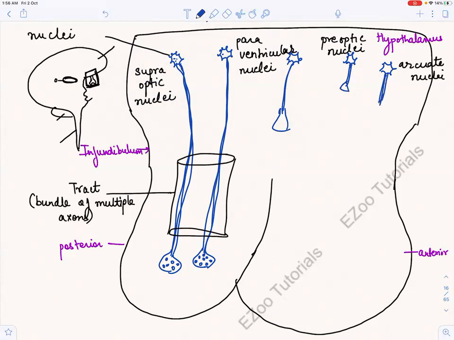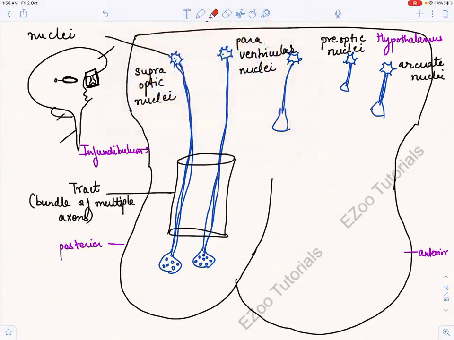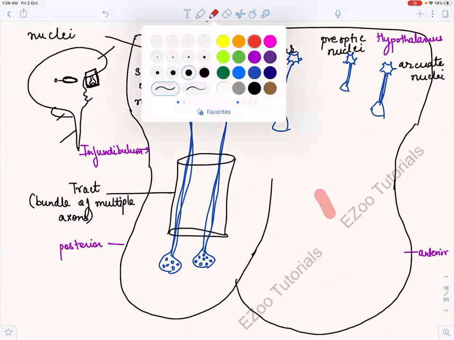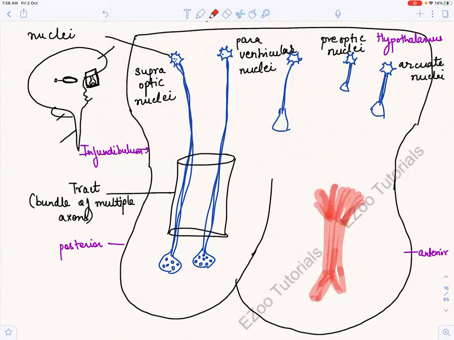Why I'm drawing these axons short, I will shortly tell you. And here, as I had told you, in the anterior there is a bed of capillary present. So we see this bed of capillary through this portal system, right? This is the bed of capillary that I am showing in the anterior and not in the posterior.